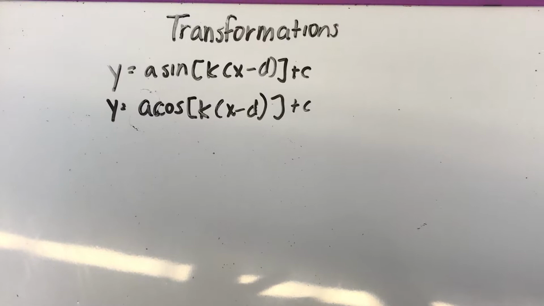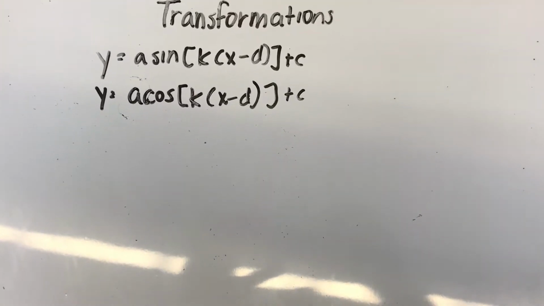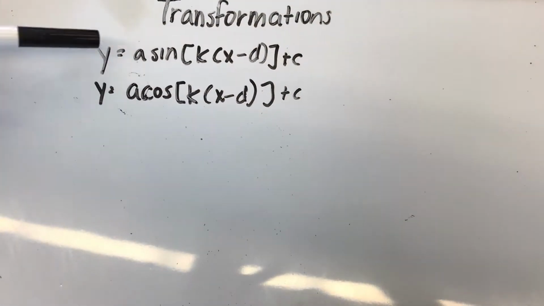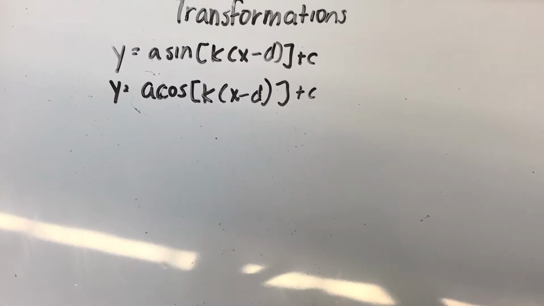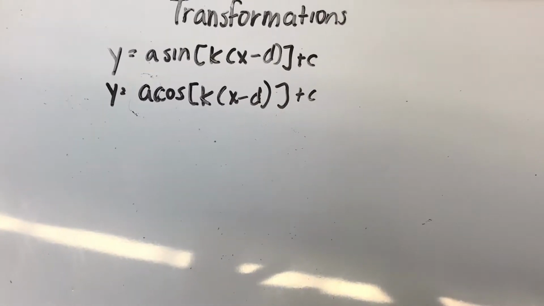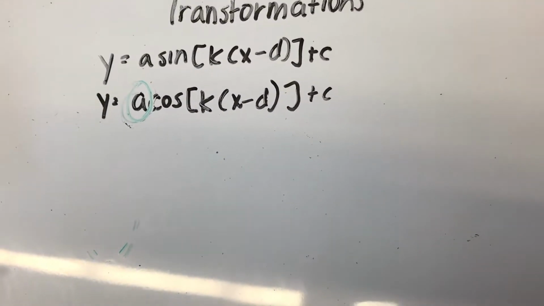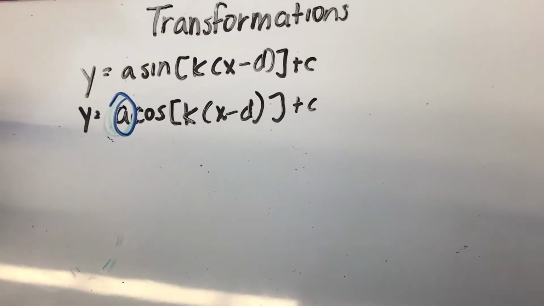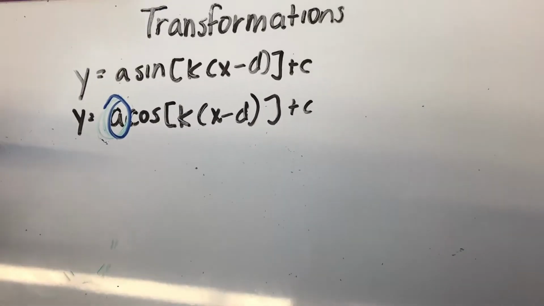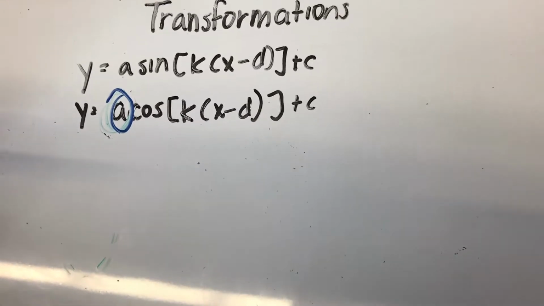So now we'll be talking about transformations of the sine and cosine function. So these are the transformation equations, but what does each variable in this equation represent? To start off, we'll be talking about our A value. So A determines the vertical stretch and compression. If A is more than 1 or less than -1, there is a vertical stretch.